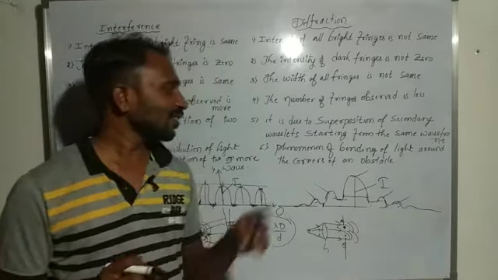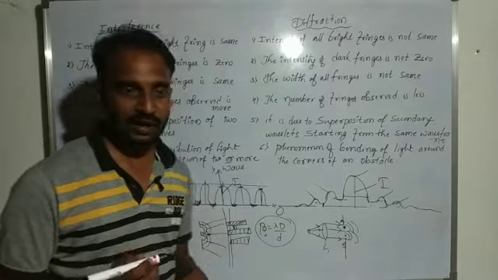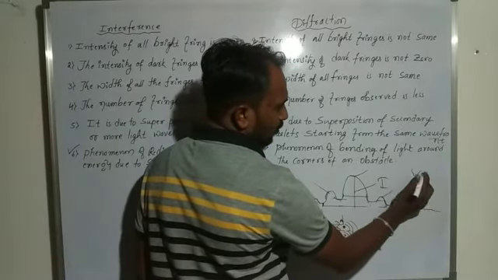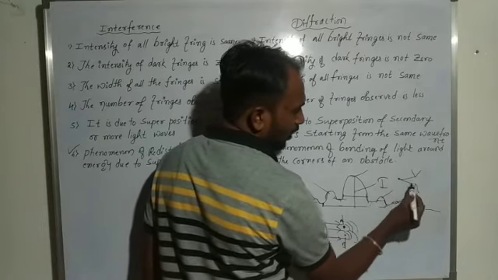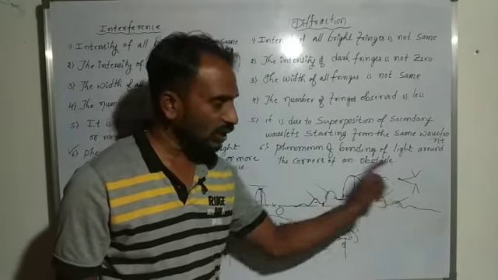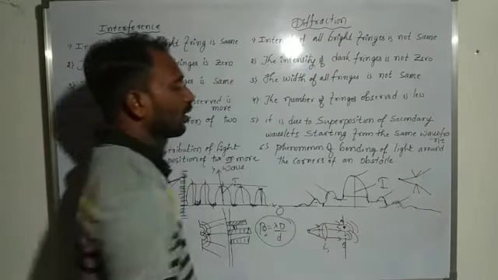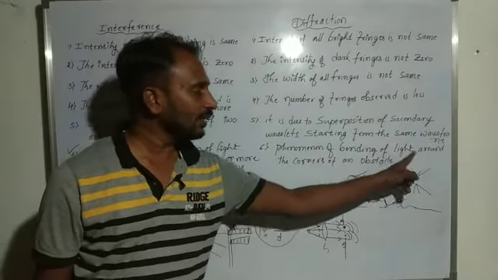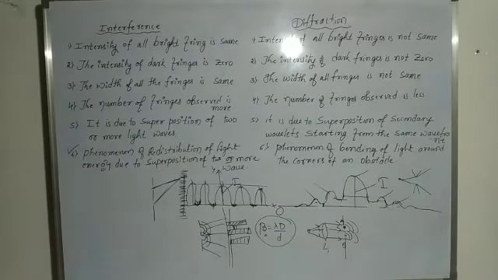And for diffraction, we consider the phenomenon of bending of light around the corners of an obstacle. Suppose these two are the corners of an obstacle, and this one is a light source. The light is incident on or strikes the corners of the obstacle, then what happens? The light ray changes its path. It means bending of a light ray around the corners of an obstacle. So this one is the difference between interference and diffraction. Okay, so take one screenshot.